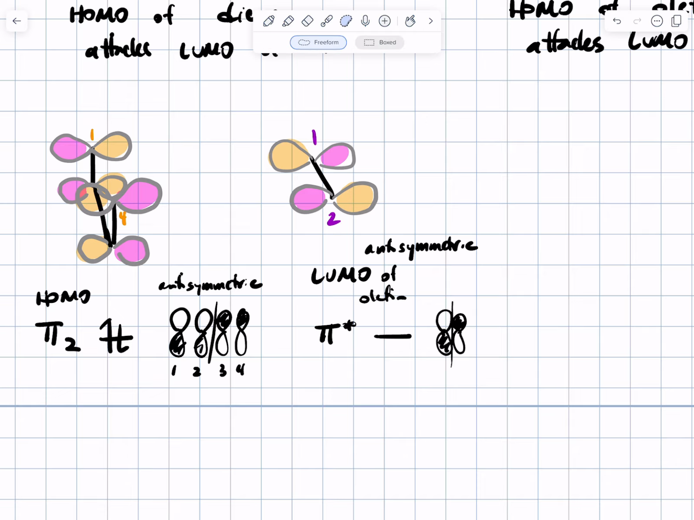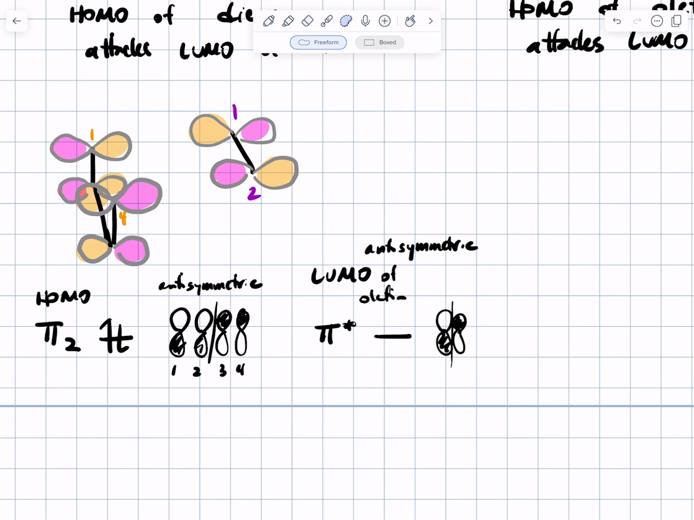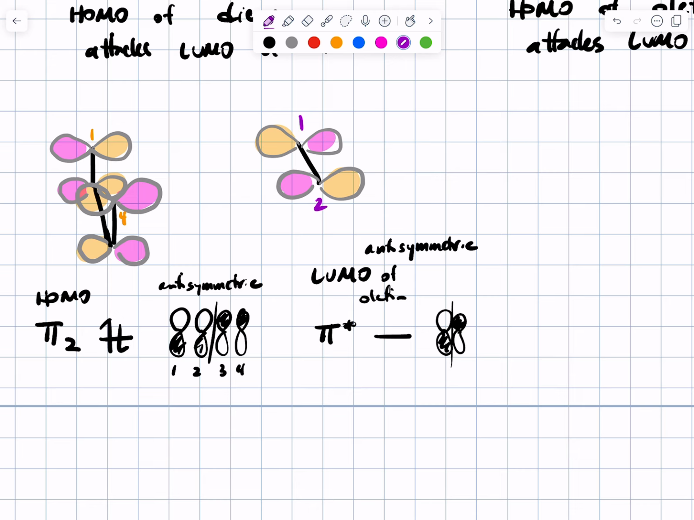That matched symmetry of HOMO and LUMO allows them to approach each other with overlap of orbitals with the same wave function sign. Okay? So one of the new bonds that we get comes from simultaneous overlap of HOMO and LUMO on both carbons 1 and 4.